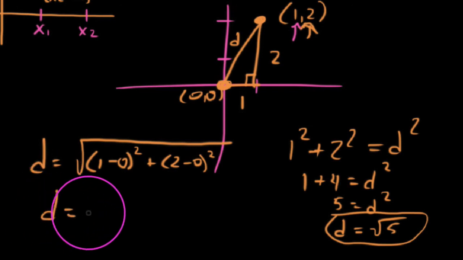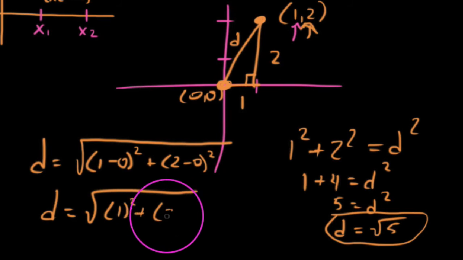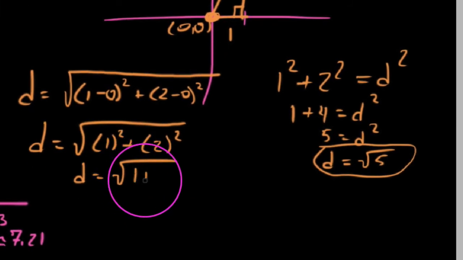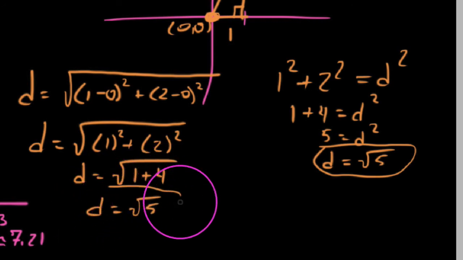And what you end up with is the same thing that we yielded before when we drew a picture. We say 1 squared plus 2 squared. So we get the distance between these 2 points is the square root of 1 plus 4, so distance equals radical 5. So, the distance formula. Let's get used to this and memorize it.